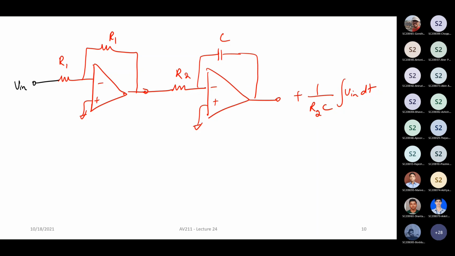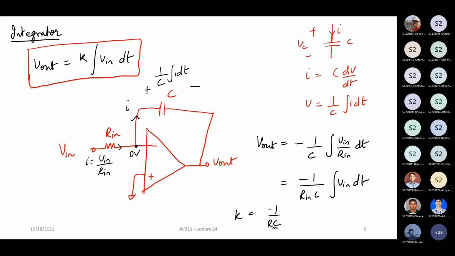Now there is one problem here. In this circuit, if you look at this capacitor, the feedback is existing for AC signals. But do you have any effect here?